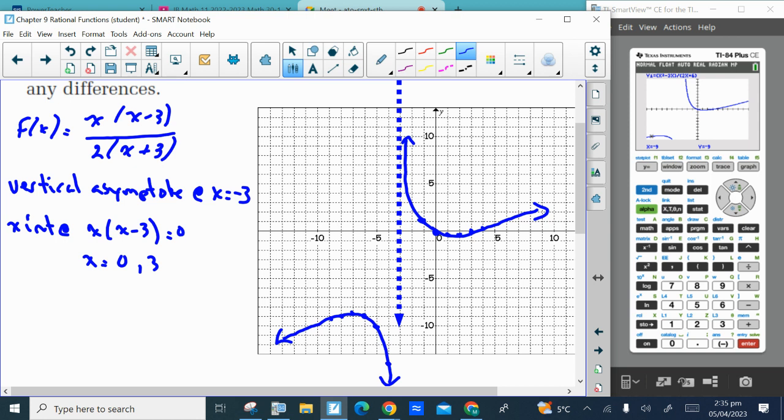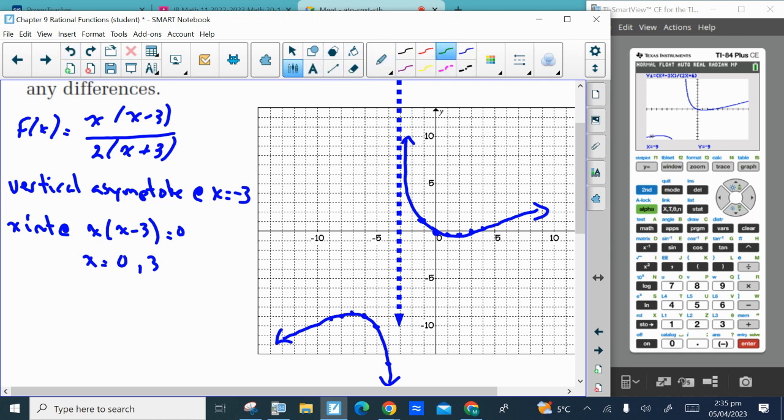Next year, we'll actually learn that in these cases where the degree of the top is 1 more than the bottom, we actually get a slant asymptote. There's actually a slant asymptote here. This is not part of the Math 30-1 curriculum, but it would look something like that. So we'll learn about that in calculus. Okay? So that is f of x.